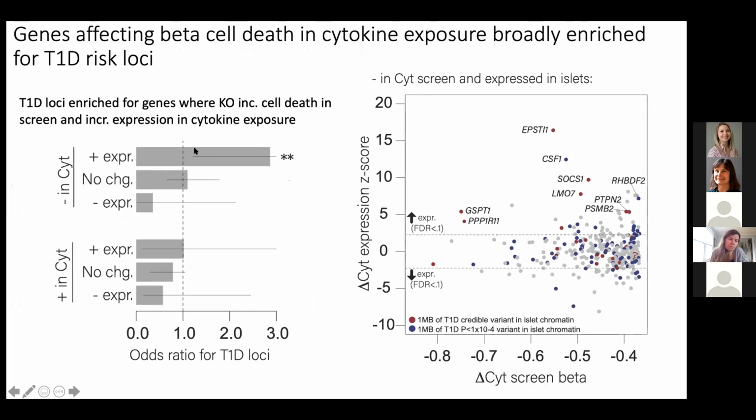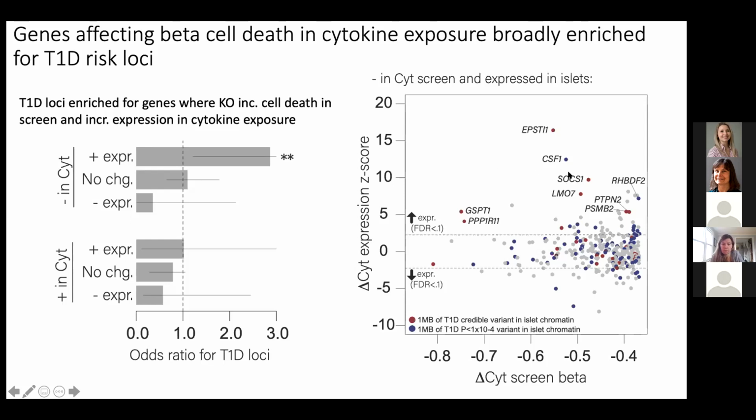If you take genes that come out of this CRISPR screen and then you segregate those that when knocked out either increase or decrease cell death in response to cytokines, and then also further which genes change in expression in response to cytokines, we can find a subset of genes that preferentially localizes to type 1 diabetes loci, those that when knocked out, they increase cell death, and then also their expression is increased in cytokine exposure. So arguing that their function is protective generally against cell death in cytokine exposure.